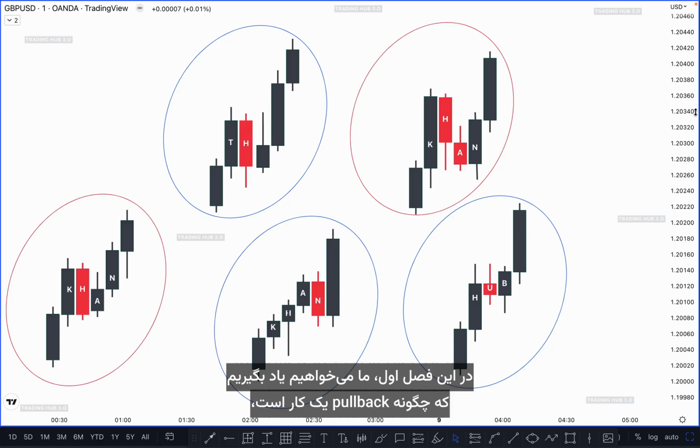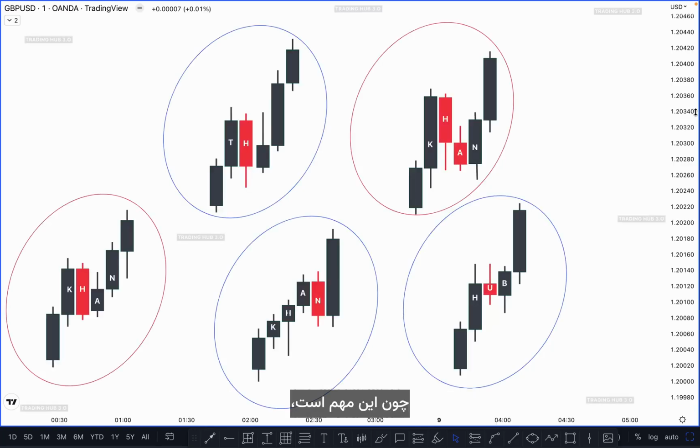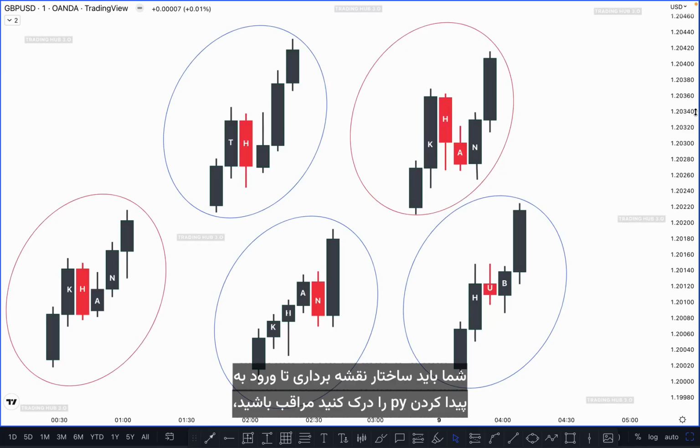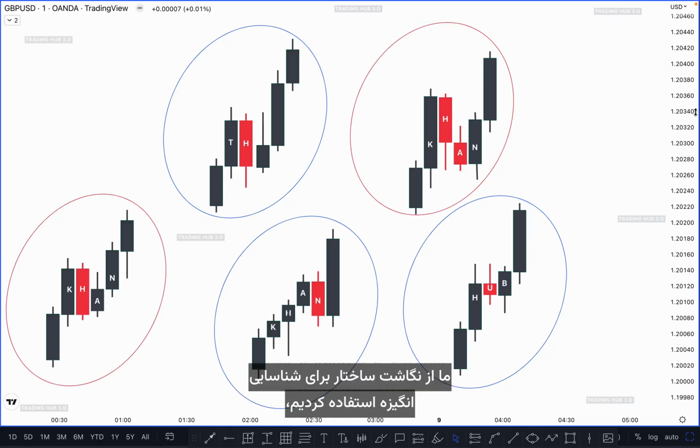In this first chapter, we are going to learn how a pullback works, what is impulse and what is correction, and how we can identify them on the chart, because this is an important and very powerful thing you need to understand for mapping structure, taking entries, and finding the POI. Everywhere you need to understand structure mapping, because inducement is a big part of smart money concept. So first of all you need to understand what a pullback is, because we use pullbacks for structure mapping to identify the inducement, right? As you can see on my screen, these are bullish examples.